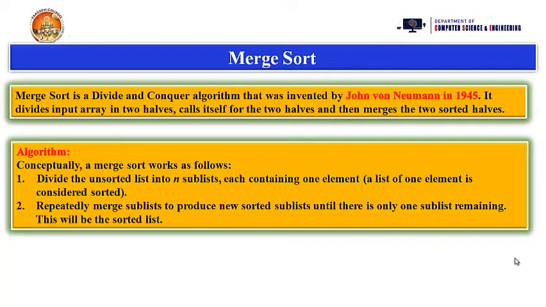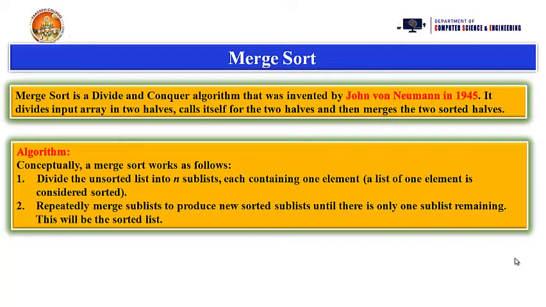And conceptually, merge sort works as follows, in two steps. Step 1, divide the unsorted list into n sublists, each containing one element; a list of one element is considered sorted. And step 2, repeatedly merge sublists to produce new sorted sublists until there is only one sublist remaining, and this will be the sorted list. So these are the two steps to sort the elements using merge sort.